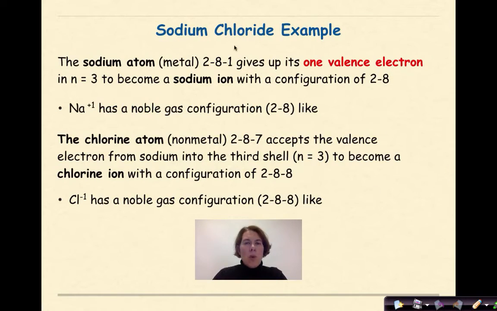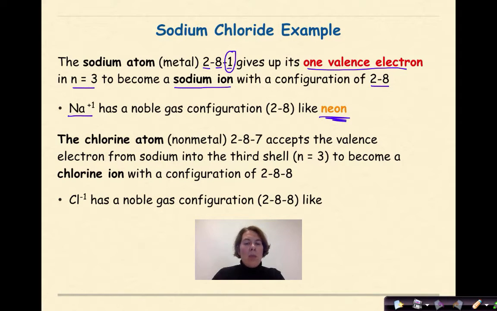Let's look at a sodium chloride example. The sodium atom, which is a metal with an electron configuration of 2-8-1, gives up its one valence electron in the third shell to become a sodium ion with a configuration of 2-8. In other words, we're losing this one valence electron right here. The sodium ion has a noble gas configuration 2-8 like neon.